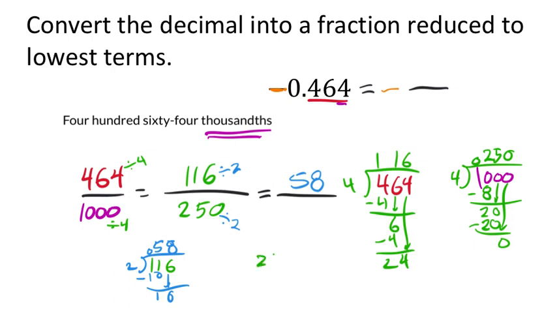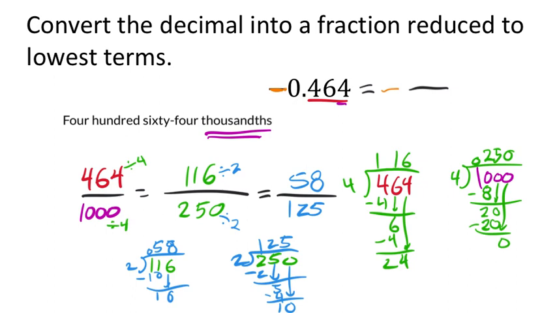And then 250 divided by 2. 2 goes into 2 once. 1 times 2 is 2. Nothing remaining there. Drop the 5. 2 goes into 5 twice. 2 times 2 is 4. Got 1 left over. Drop the 0. 2 goes into 10 5 times. So that ends up being 125.